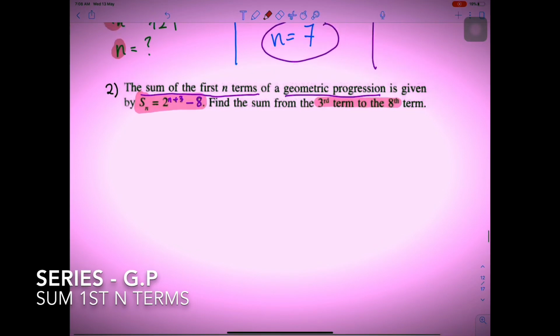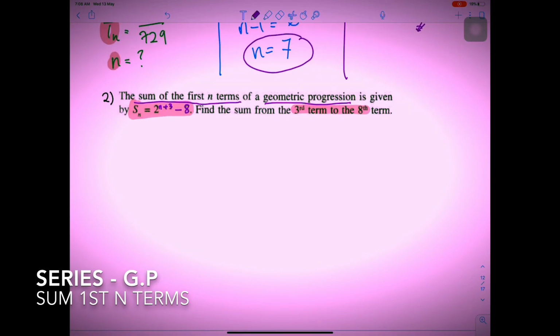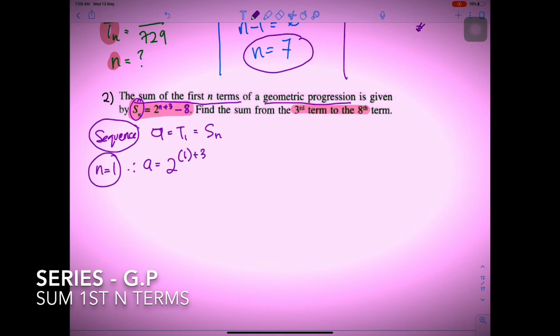Before that, we must know what is a, what is r, and so on. But before that, we must determine the sequence of the geometric progression. The formula Sn is given. That means, for your information, a equals T1 as well as equals S1. So a equals 2 power of 1 plus 3, because n equals 1, minus 8.